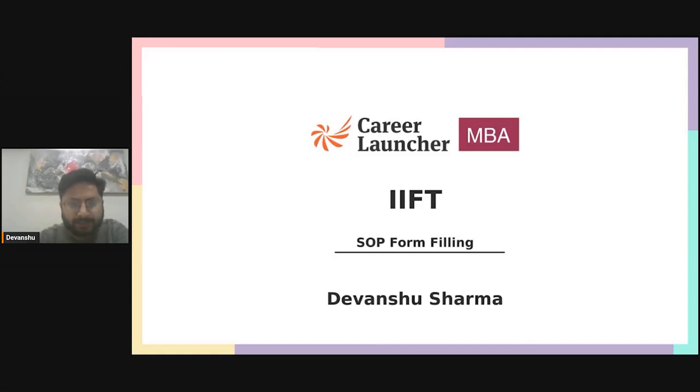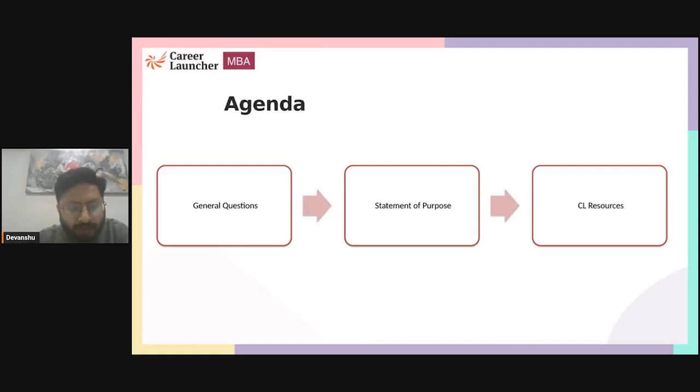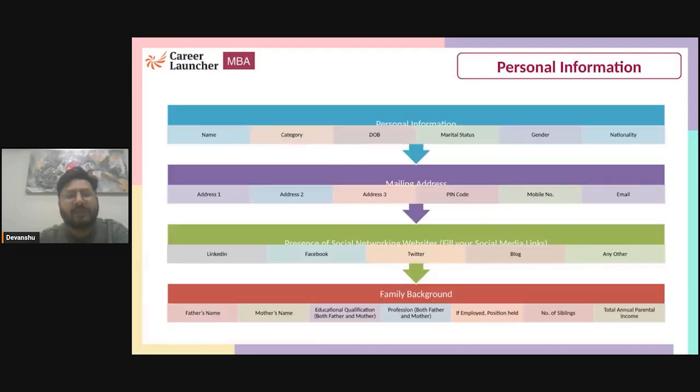Okay, so first of all, what are we going to talk about in this particular session? It is going to be the discussion on the general questions, maybe the questions around your personal details or qualification or maybe work experience. So all those details that you have to fill in the IIFT form. Apart from that, there are some SOP type questions, which are the descriptive ones. So that we are going to discuss, and the CL resources, Career Launcher resources that you can use maybe to fill out the form. Okay. So let's start with the first one.